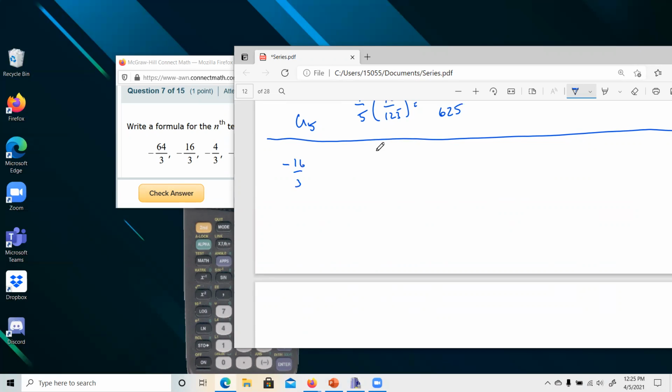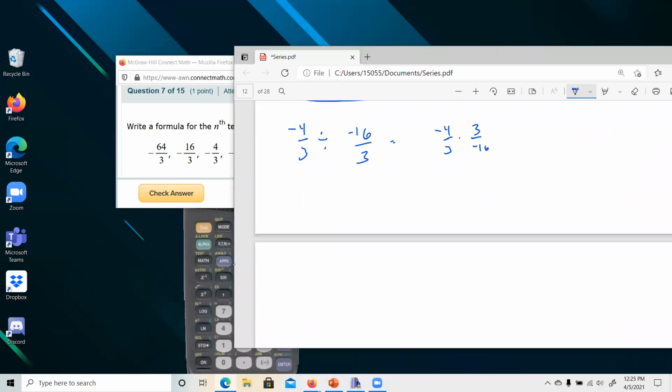All right, here's negative 16/3. And actually, let's go ahead and do it the other way around. Here is negative 4/3, and we're going to divide it by the previous one. So that is negative 4/3 times 3 over negative 16. This is just as an aside, a compound fraction or a complex fraction.